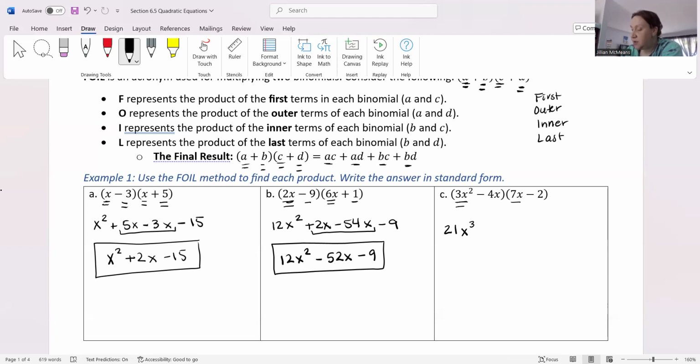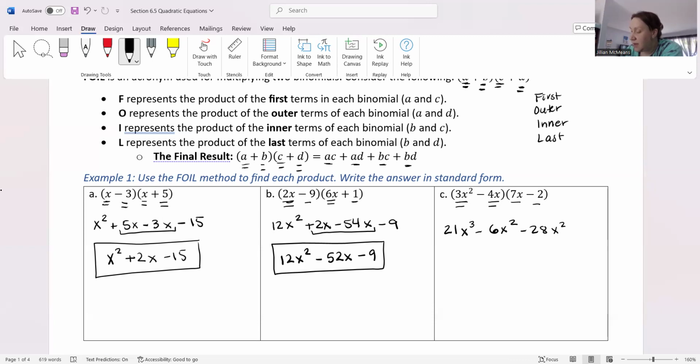Next, I'm going to take 3x squared times negative 2. So 3 times negative 2 is negative 6, and then just keep the x squared. I'm done with the 3x squared in the first binomial. I now need to pick up the negative 4 in the first binomial and distribute it through the second binomial. So negative 4x times 7x, negative 4 times 7 is negative 28. X times x is x squared. We're multiplying two factors that have the same base. Keep the base, add the exponents, okay?